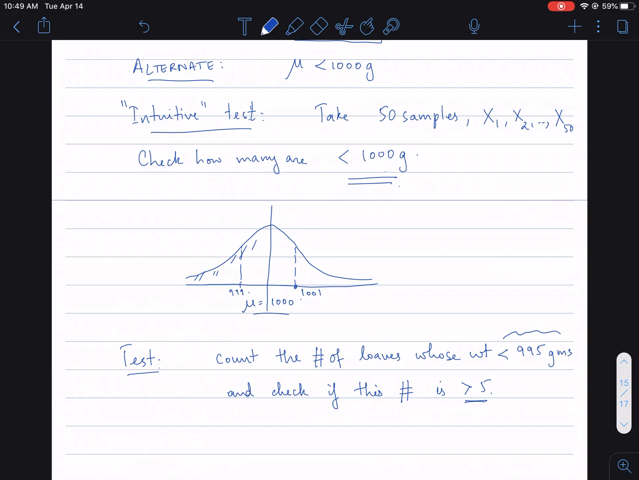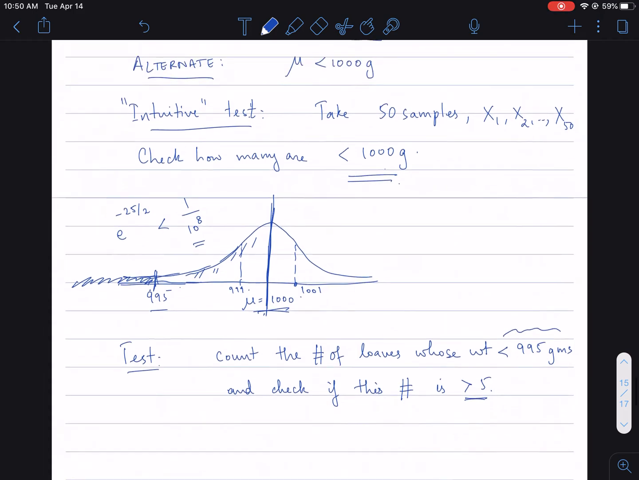This follows from this nice property of a Gaussian, that the tail of a Gaussian decays extremely strongly. So if I look at 995 and ask what is the probability that, if mu were equal to 1000, a given loaf has weight less than or equal to 995? This turns out to be only something like e to the minus 25 by 2, which is really small. It's like 1 by a million or much smaller than that, maybe something around this order. So for a given loaf, it is extremely unlikely that its weight is less than 995 if mu were actually equal to 1000, and the variance was 1.